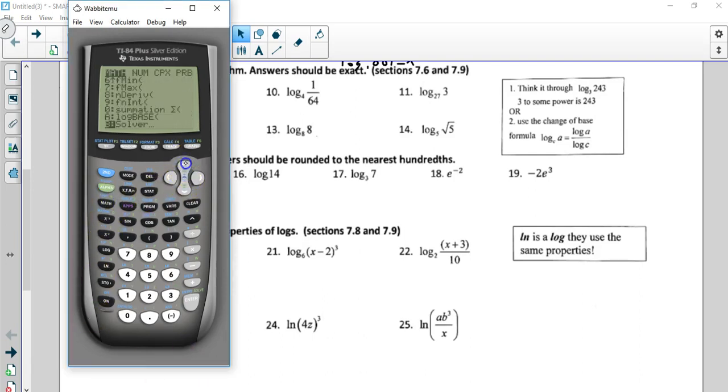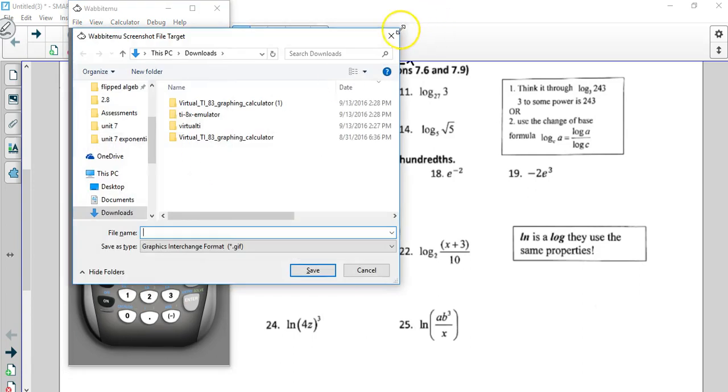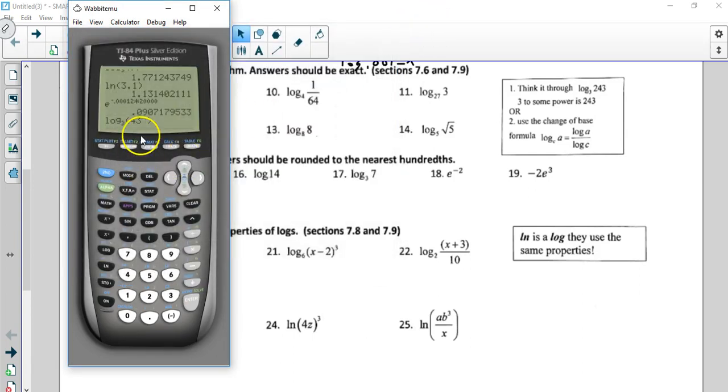It's actually faster to go up instead of down. Hit enter on log base, and you can put in the 3 and the 243. Just having a day today. 243, and hit enter, and there you go, 5. So options.